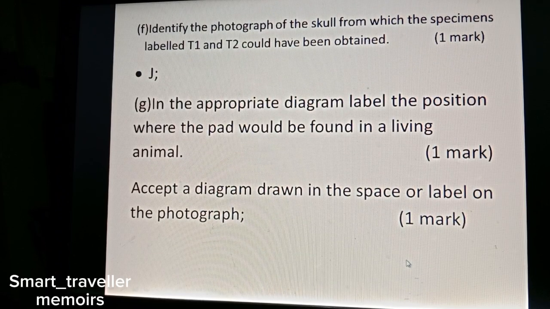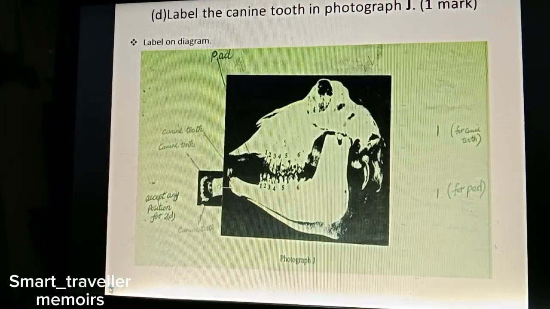Identify the photograph of the skull from which the specimens labeled T1 and T2 could have been obtained. J. In appropriate diagram, label the position where the pad would be found in a living animal. 1 mark. It was shown in the diagram there. Accept a diagram drawn in the space or label the photograph 1M. So the pad was shown in the previous diagram and shown you. I think I showed you that diagram, this one. So the pad is here. Okay.